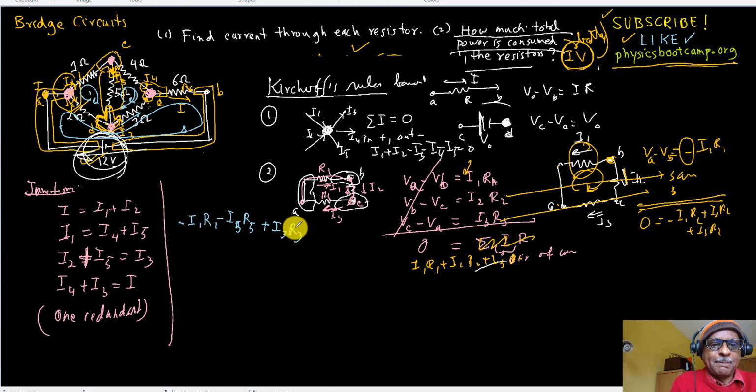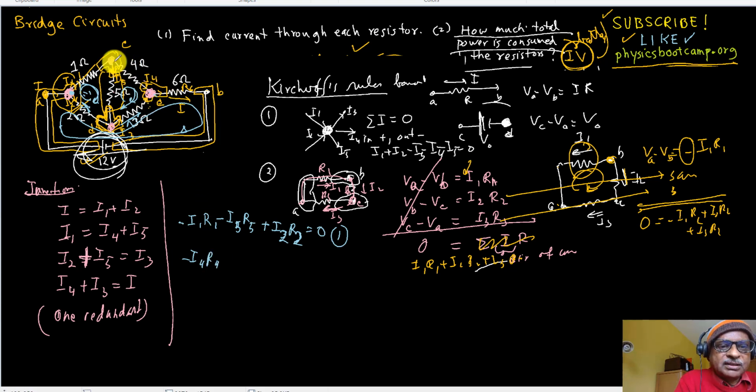So that's going to be 0. Oh, I didn't go there. I2 R2. I went here, not there. I'm in this loop. So that's one equation.